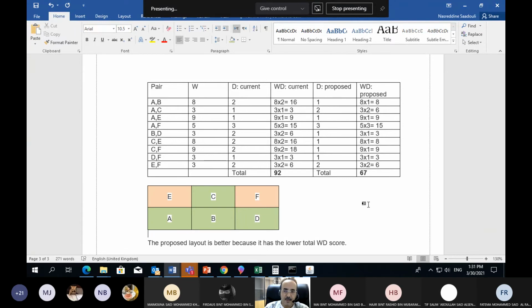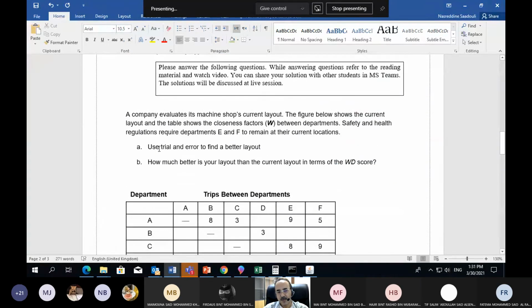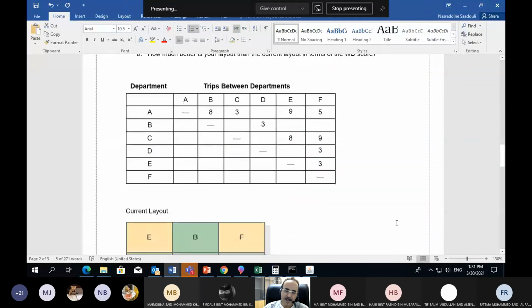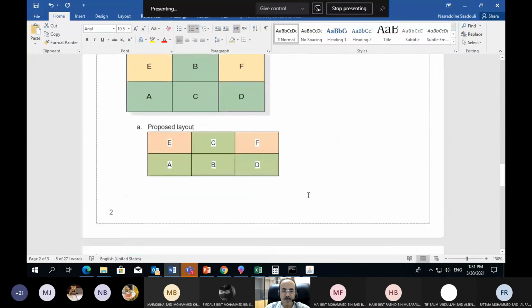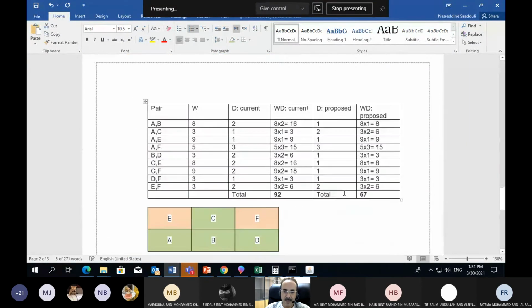And for now, as the question says and as we have done in the lecture, it's trial and error. But it's trial and error that, using this greedy approach, can give you a pretty good proposed layout, like the one we have here. And it does turn out to be significantly better. It dropped from 92 down to 67. That's a drop of about 30% or 33%. That is a major improvement.